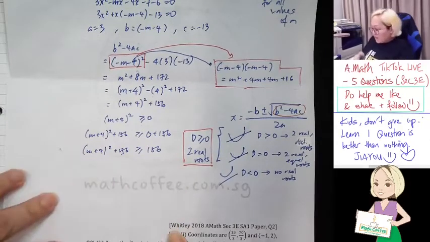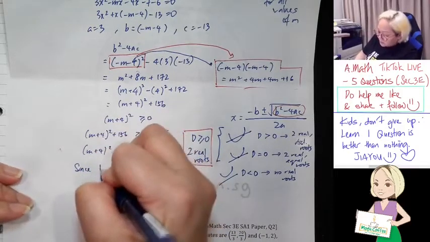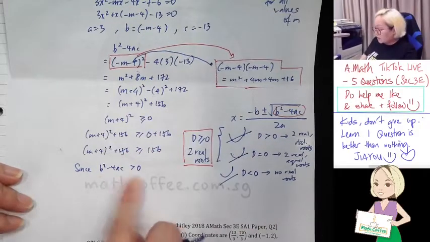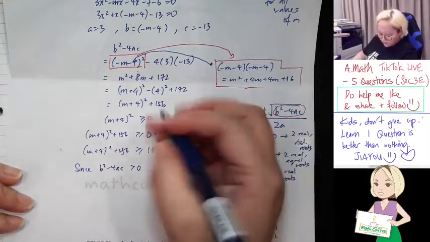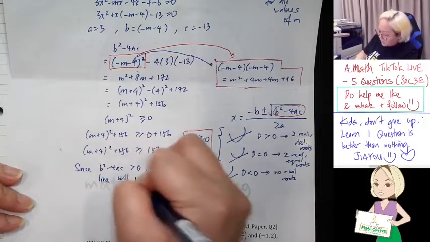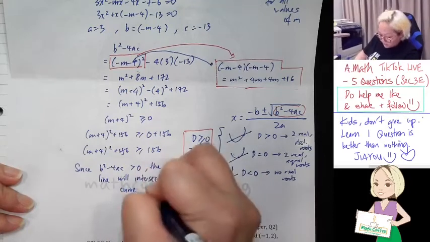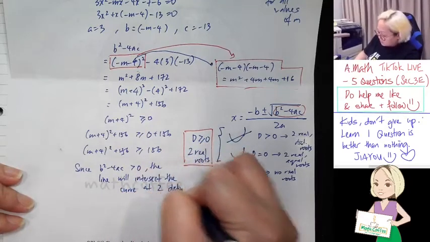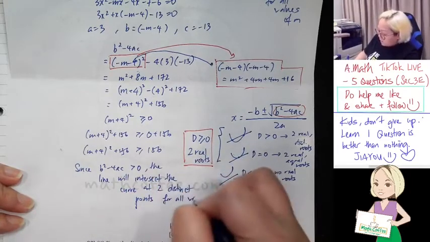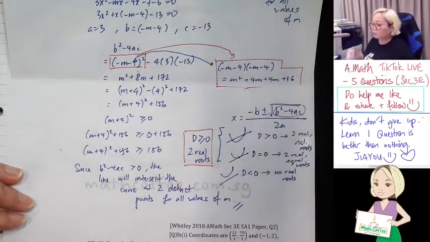So in this case, I will say, since b squared minus 4ac is more than 0, I already proved that it's always positive, the line will intersect the curve at two distinct points for all values of m. Done. This is how you're supposed to prove it. You understand?